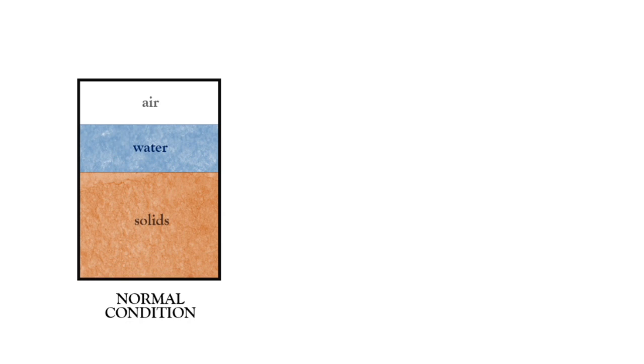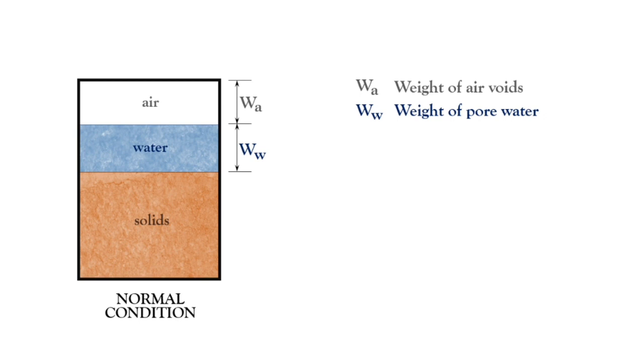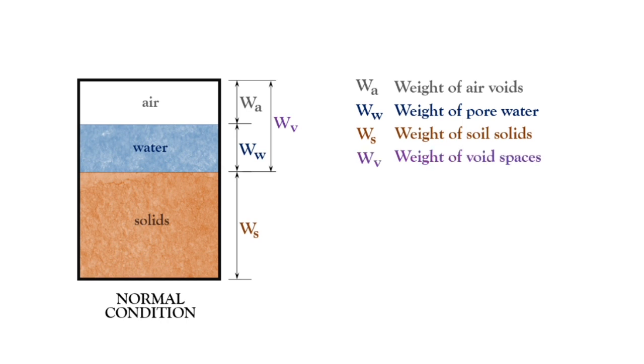So meron tayo ditong weight of air. So that is W sub A. And then para naman sa water, we have the weight of water. And syempre, para sa solids, we have the weight of the soil solids, W sub S. So, kapag sinum up din natin yung weight ng air doon sa weight of water, syempre, ang ibibigay pa rin yan is the weight of the voids. So, that is W sub V. Ngayon, kung isasum up ko lahat ng mga weights na to, we have the total weight of the voids plus the weight of the soil solids, ang ibibigay niyan syempre is the total weight of the soil.